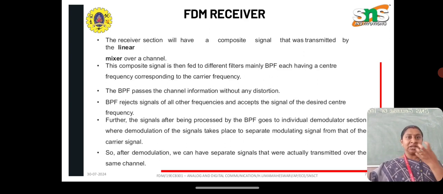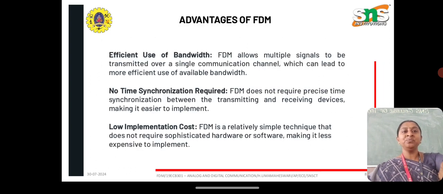FDM receiver. Here the receiver section will have a composite signal that was transmitted by the linear mixer over a channel. This composite signal is then fed to the different filters, mainly the bandpass filters, each having a center frequency corresponding to the carrier frequency. The bandpass filter passes the channel information without any distortion. So after demodulation, we have separate signals that were actually transmitted over the same channel.